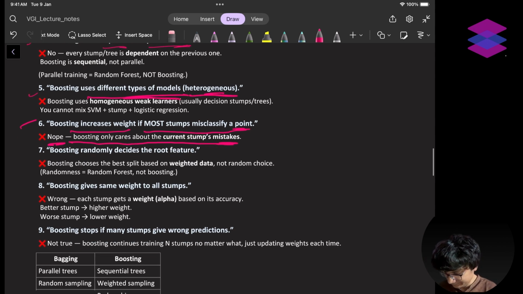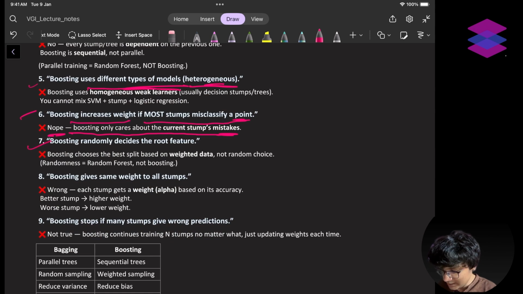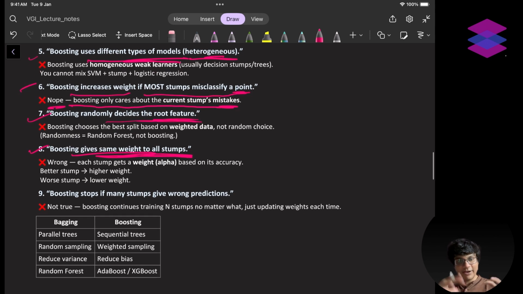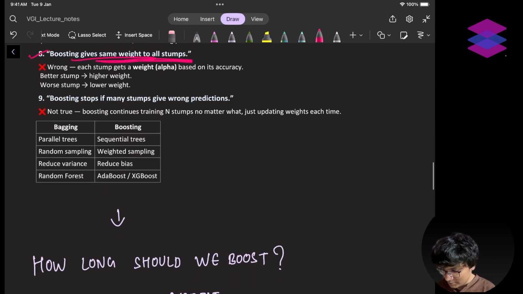Then again, "boosting randomly decides the root feature." No, it will not randomly decide the root feature. Then again, "boosting gives the same weight to all the stumps." No, it's not. The weight is updated based on the predictions. Suppose you're getting a very bad prediction, then you try to increase that weight.